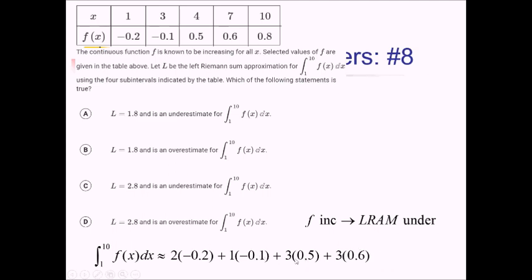because this is not what one of the answer choices is. So just doing this mentally here, this is negative 0.4 plus negative 0.1, which is going to be negative 0.5. This is 1.5 over here, plus the negative 0.5, we're down to 1. And 1 plus, this is 1.8, that's going to come out to a grand total of 2.8, which is going to give us answer choice C, 2.8 and underestimate.